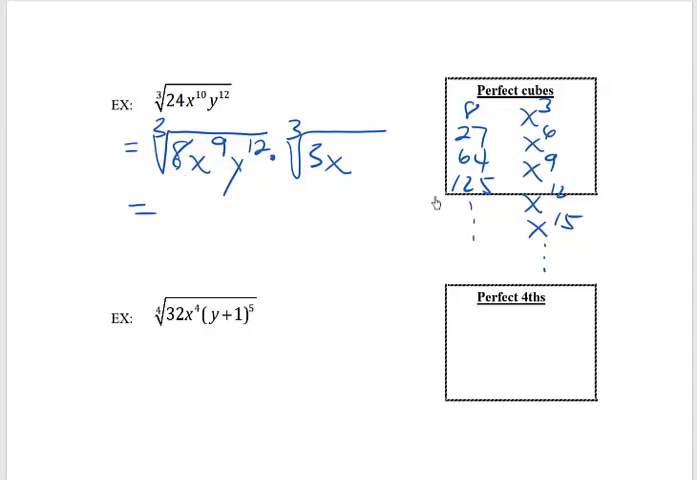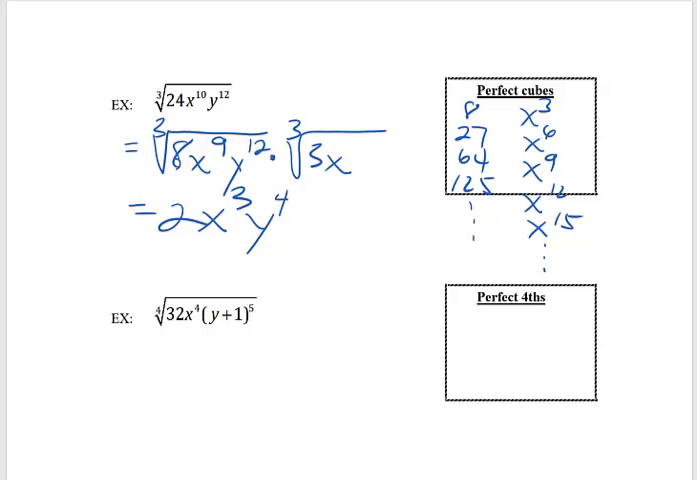Let's see, remember, they're on the list because they have nice answers. They have nice cube roots. The cube root of 8 would be 2, because 2 times 2 times 2 is 8. How about x to the 9th? I'm looking for something that I could multiply 3 of to get x to the 9th. Well, that would be x cubed. And then y to the 12th, the answer would be y to the 4th.